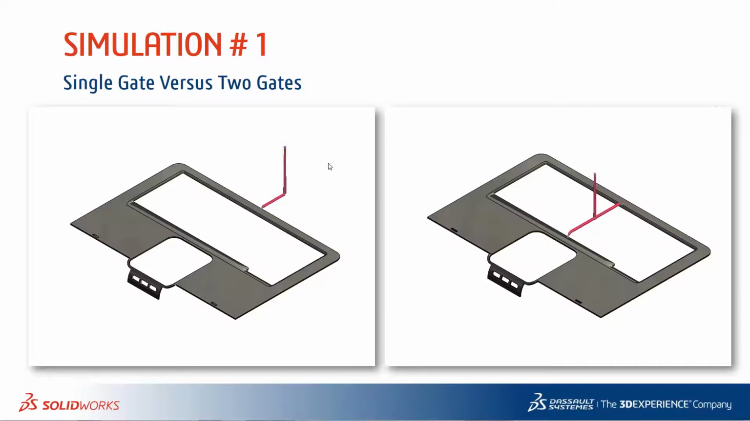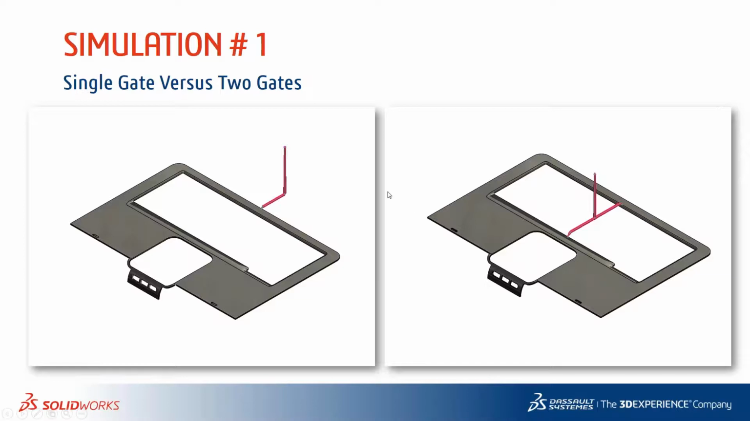So the first example we're going to look at is a keyboard cover. Typically you see this on your laptops, but the point that we're trying to highlight in this example is single gate versus multiple gates, or two gating in this scenario. So you can very well see from both these images, on the left side we have a single gate on one end, and then we also are saying, okay, let's try a double gating scenario to see what happens.